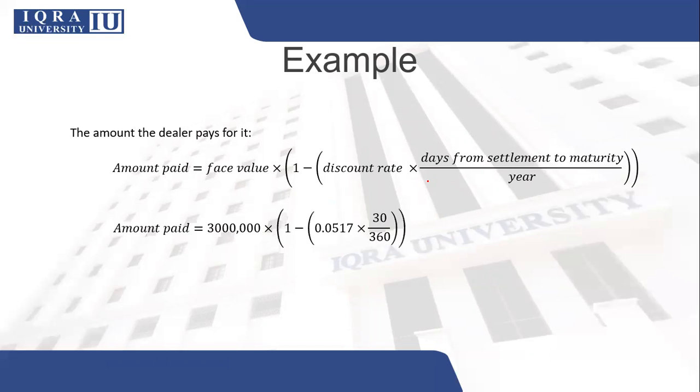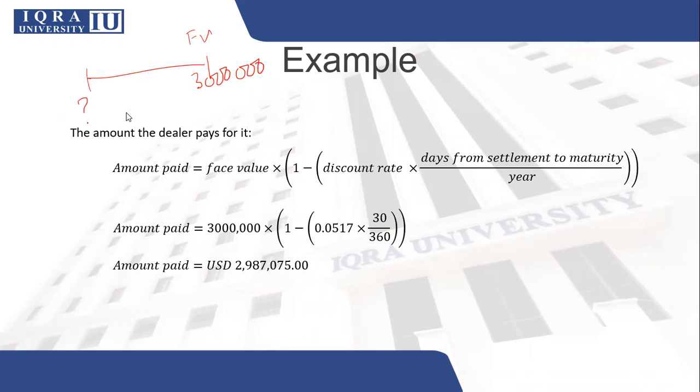Let's now also calculate the price using the discount rate. This is the formula. The face value was 3 million. This is your discount rate, 30 over 360. This is the amount paid for the treasury bill. Basically, when you have the discount rate, your question is in a different kind of format. They are telling you that this is the face value, 3,000. How much money should I invest today, based on the interest rate that is provided to you? So that means that you should invest this much amount. The concept is still the same.